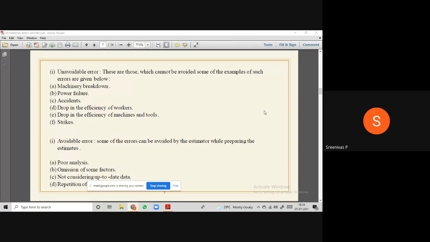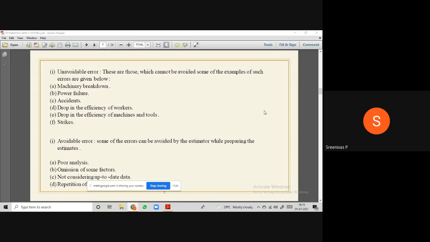Drop in the efficiency of machines and tools: if the machine is new, its performance will be up to the mark, whereas old machines may not be up to the mark. The same goes for strikes.